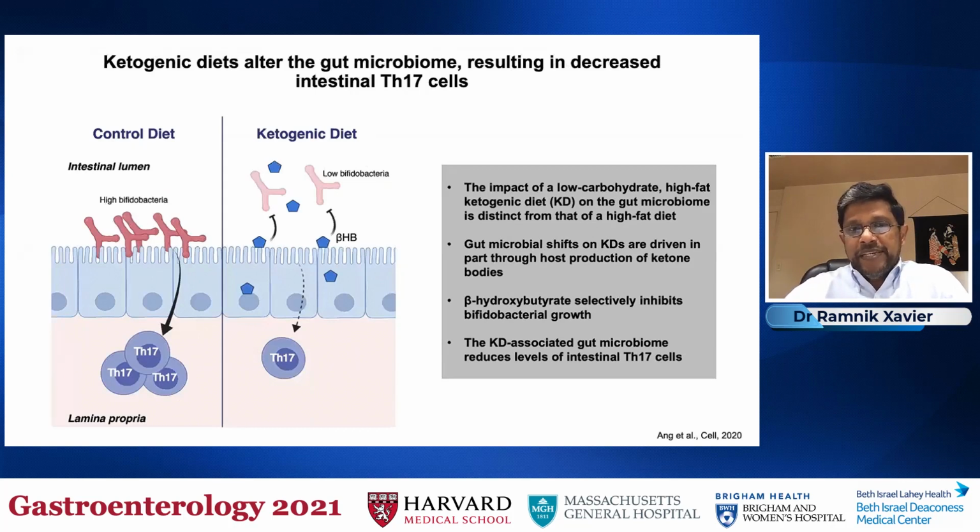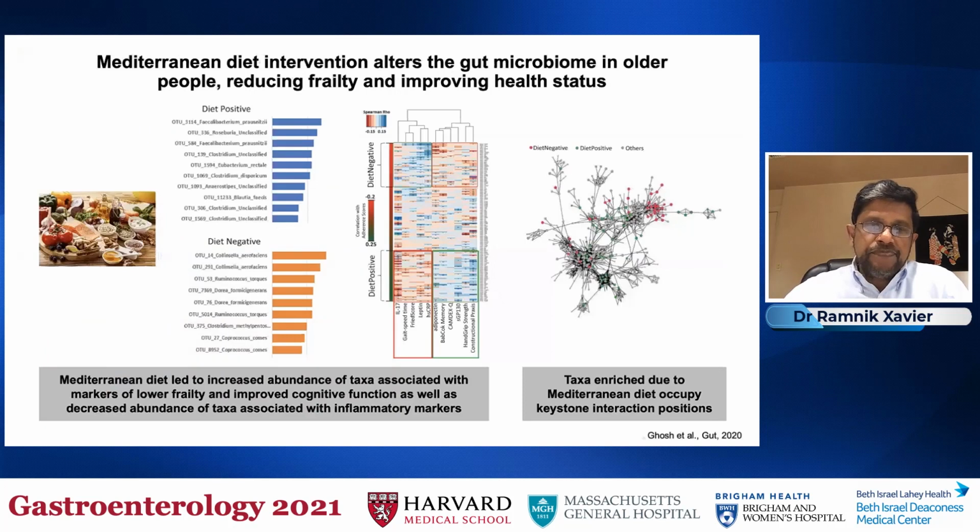Now, what about another diet? If you think about a ketogenic diet, another very popular diet, you can again appreciate that the diet, the microbes, and the mucosa, the lining of the gut, impact how the inflammatory T cells are developed. And a ketogenic diet in the gut microbiome reduces these pathologic Th17 cells, or IL-17 producing cells. Similarly, you can extend these types of observations and ask, what about the Mediterranean diet?